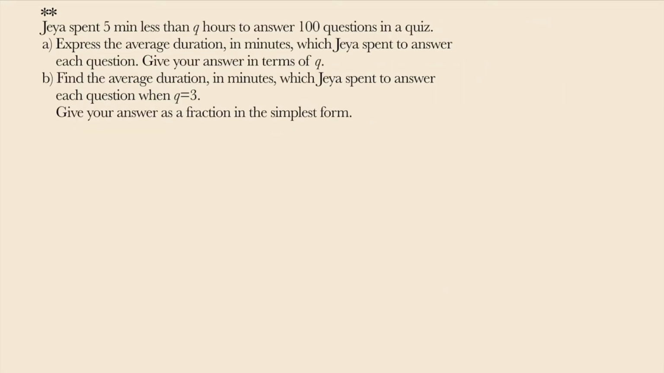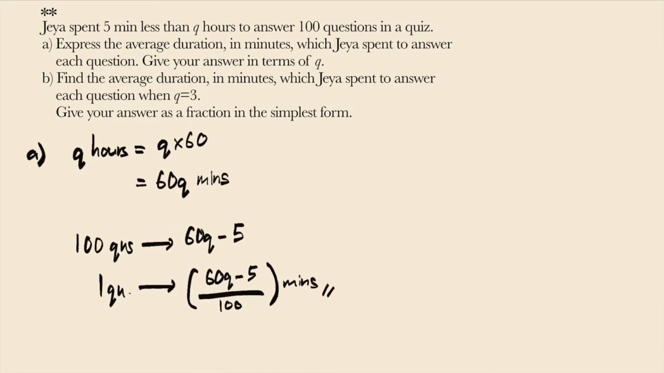Okay, right from the first sentence, you know this question is trouble. JR spent 5 minutes less than Q hours. You see that? 2 different units there, so conversion will be required here. To answer 100 questions in a quiz, express the duration in minutes. Okay, so because they want minutes, we're going to convert Q hours into minutes. First thing I do, Q hours, how do you get that in minutes? We're going to multiply by 60. Just like if you're given 1 hour, how many minutes is that? You're going to times 60. So it's 60Q minutes.